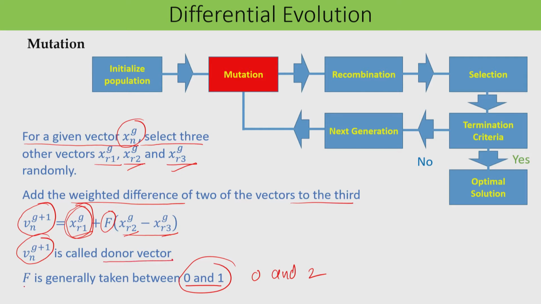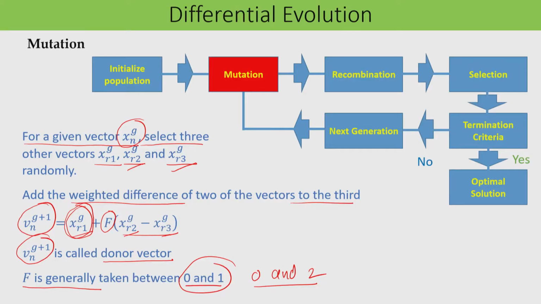So, as I said, F is a parameter and it is generally between 0 and 1, and some people are considering this value of F between 0 and 2. So, by this I am getting a new vector, and I can say that with this mutation I am getting a new solution. Okay. So, the new vector is called the donor vector.